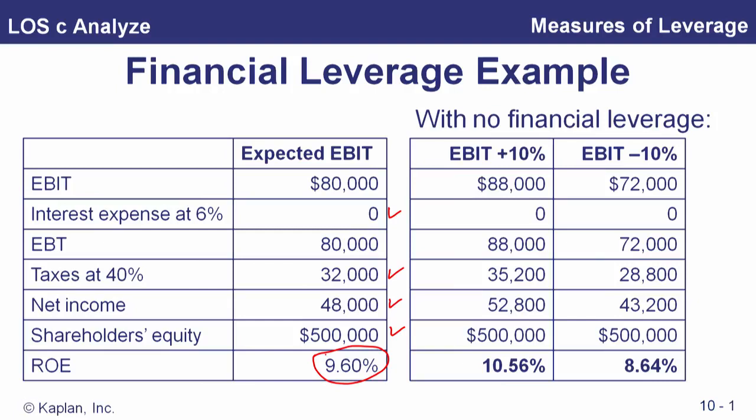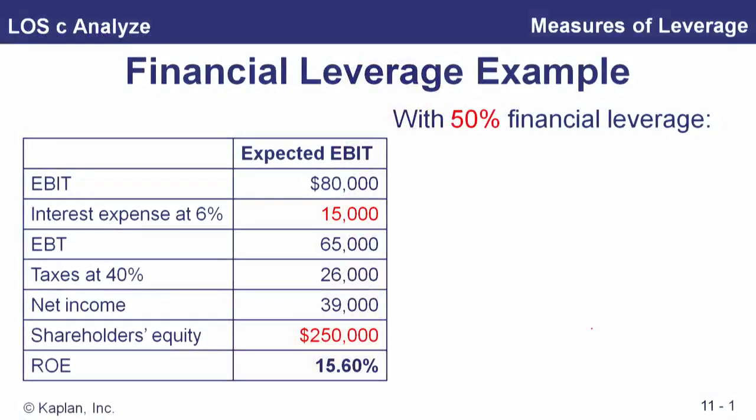We see that our ROE goes up if our earnings before interest and taxes goes up, and goes down if our operating earnings fall, as we would expect, because we're holding our shareholders' equity, the denominator of our ROE, constant and fooling with the numerator, net income.